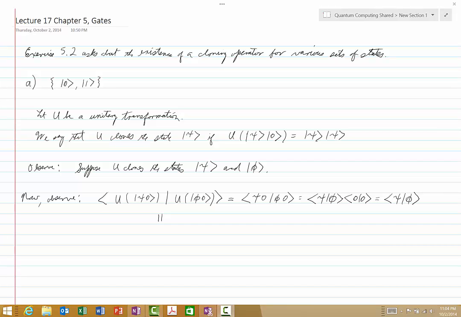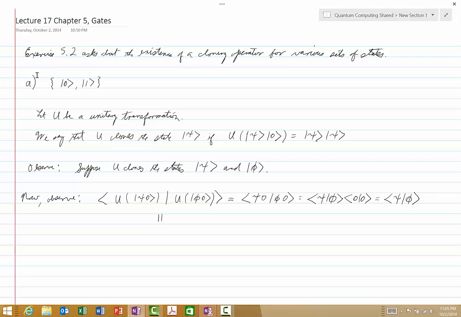Welcome to Lecture 17, in which we will now begin to talk about Chapter 5, and we'll be concentrating primarily on gates. But before we get to the gates, I do want to consider one other topic which is relevant to Exercise 5.2, which asks about the existence of a cloning operator for various sets of states.